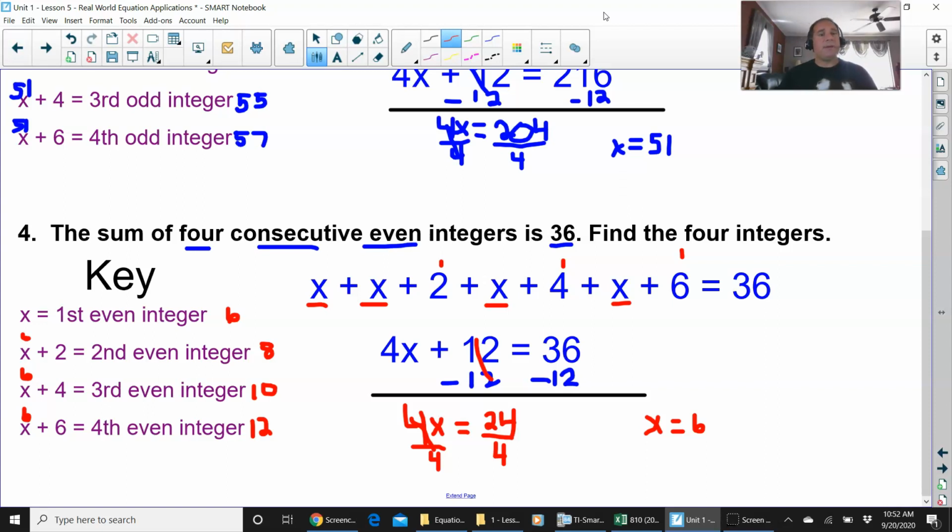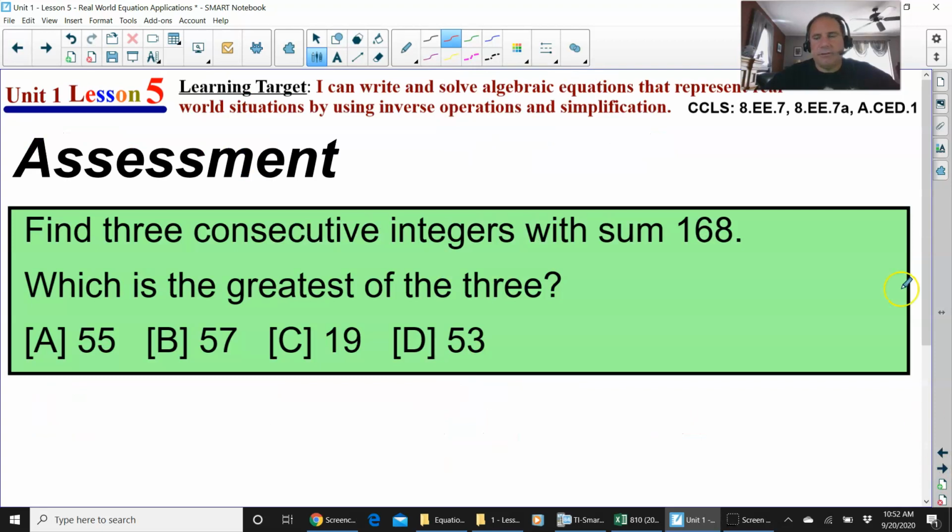But if we're talking about 4 consecutive even or odd integers, it's x is the first even, x plus 2 is the second even, x plus 4 is the third even. We're not adding even numbers to it, we're adding 2's, multiples of 2's, like the x plus 2 gets you to the next even or odd integer. All right, so that is how you would do that.